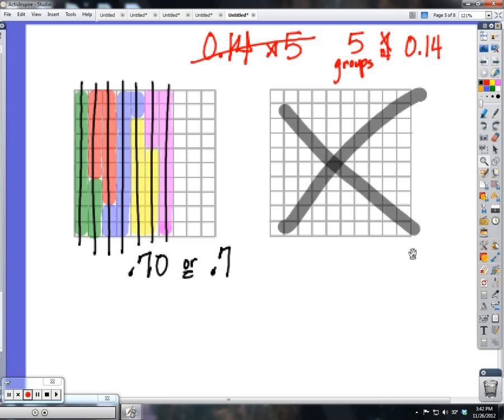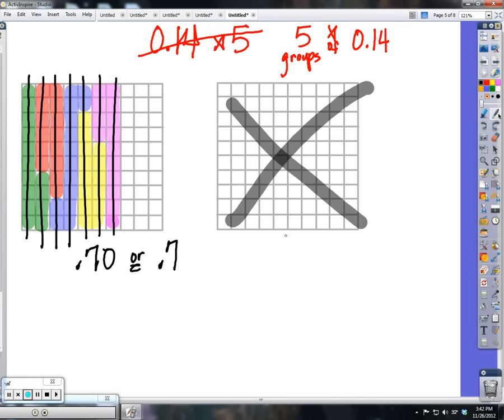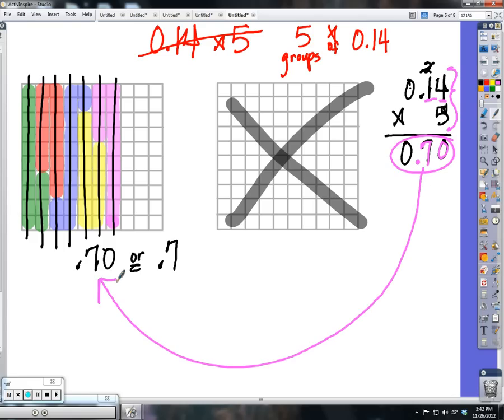So let's look at that using the traditional algorithm and see if we get the correct answer. 14 hundredths multiplied by 5. Once again, putting the 14 hundredths as the multiplicand because it has the most digits. So using our algorithm, 5 times 4 is 20, put down the 0, carry the 2. 5 times 1 is 5, plus 2 is 7, and 5 times 0 is 0. In the entire problem, there are 2 digits behind the decimal. So in the answer, I have to place my decimal where there are 2 digits behind it. So I get 70 hundredths, which is the correct answer.